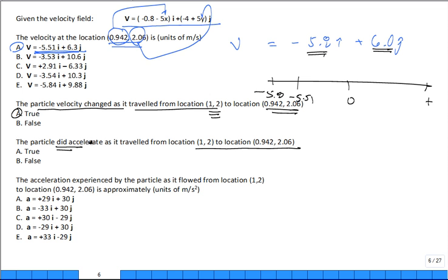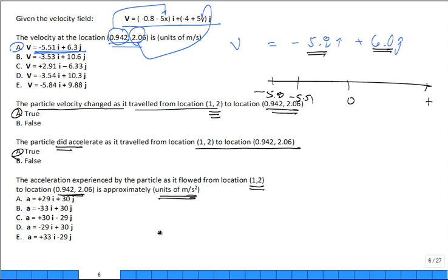Accelerate, or sometimes you use that word generally, meaning you could have a negative acceleration instead of forcing it to be deceleration. But is this true or false? It's true. It did accelerate. The acceleration experienced by the particle as it flowed from this location to that location is what, in units of meters per second squared? Do you have enough information to make that calculation?